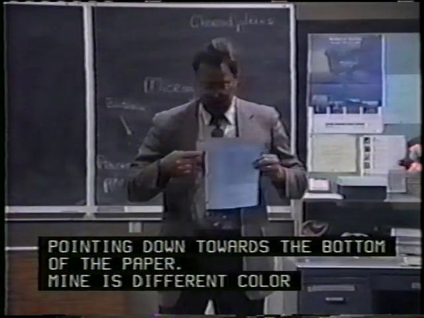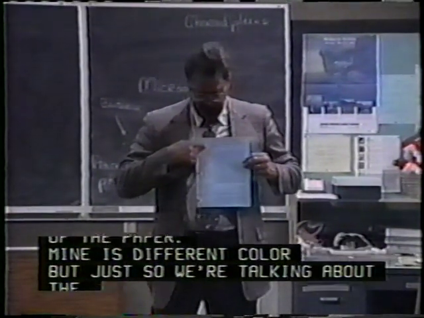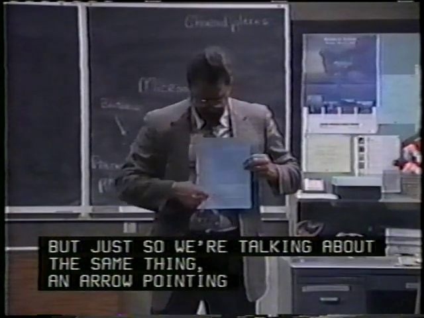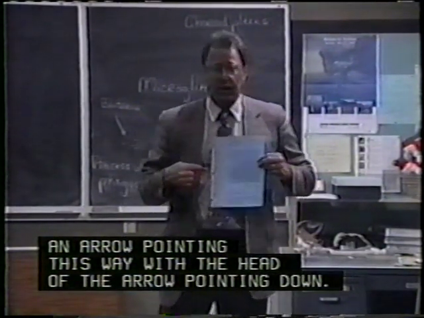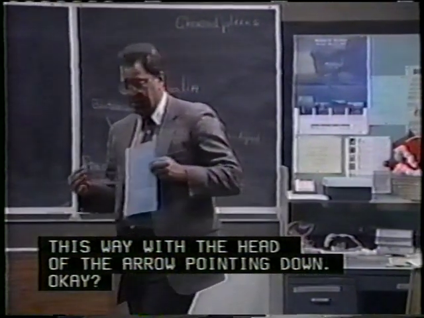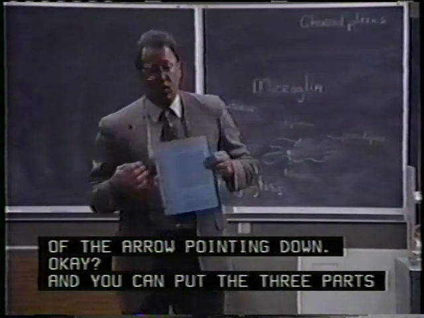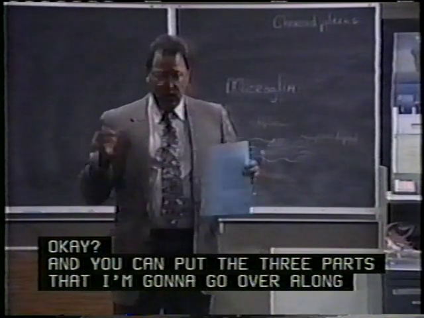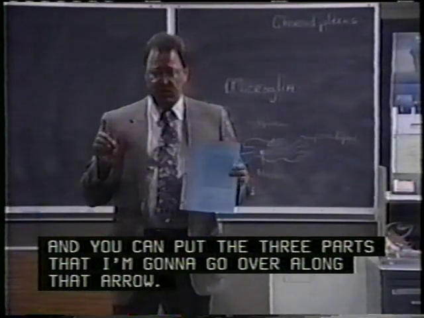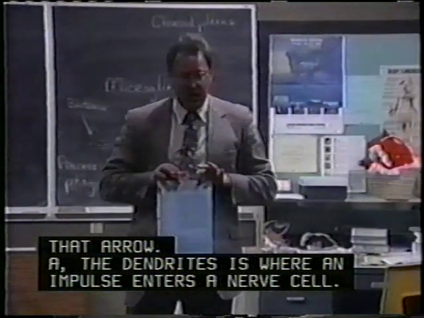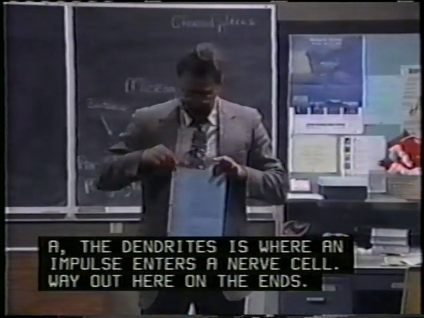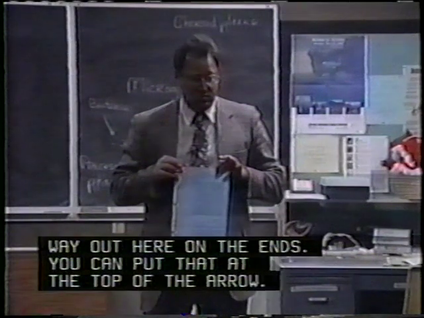Mine is a different color, but just so that we're talking about the same thing, an arrow pointing this way with the head of the arrow pointing down. Okay, and you can put the 3 parts that I'm going to go over along that arrow. A, the dendrites, is where an impulse enters a nerve cell, way out here on the ends. You can put that at the top of the arrow.